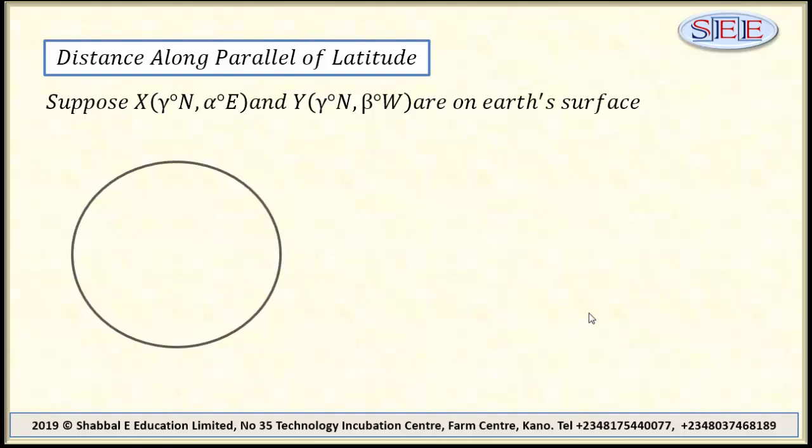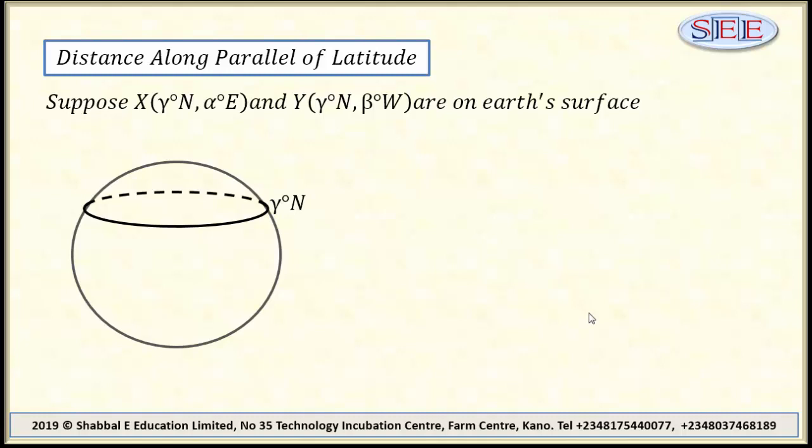Let us first sketch the diagram of the earth, assuming this is the earth. Next we try to draw the common latitude, which is gamma degrees north. This latitude, gamma degrees north, is now drawn, you can see it. This is gamma degrees north.